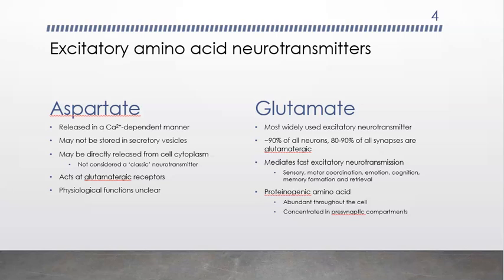Glutamate is the most widely used excitatory neurotransmitter. Of all the neurons in your body, about 90% are glutamatergic neurons, and about 80 to 90% of the synapses are glutamatergic.